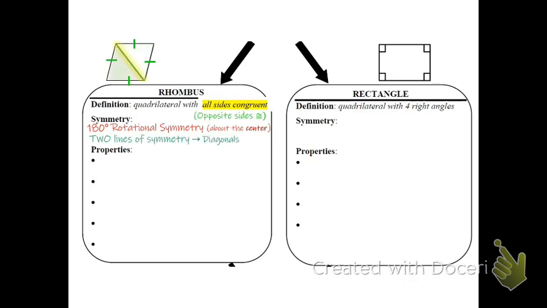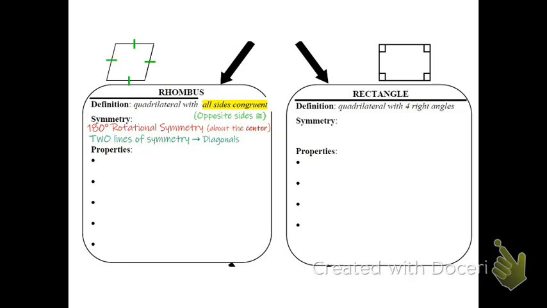Here we go. There's the diagonals that show the reflection between the sides. So we have these two types: we have rotational symmetry here, and here we also have the reflectional symmetry. Okay, now that we have the definition and we have the symmetry, let's look at the properties.